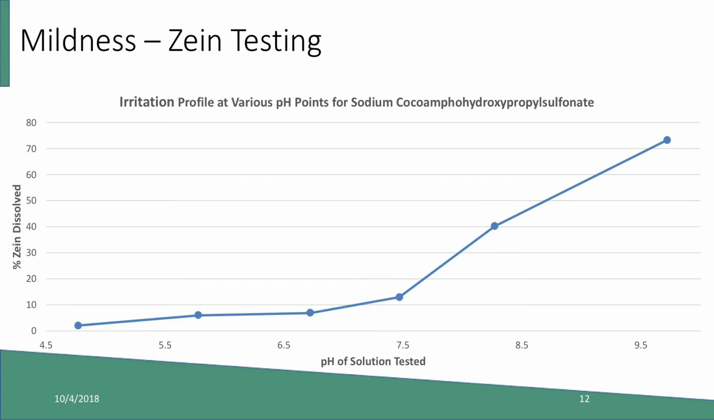And often scores are normalized to sodium lauryl sulfate, just because it's so irritating. That's given 100, and then you can compare to that. Here is some of our Zein data just for this amphoteric sulfonate. As you can see, depending on the pH, you can get different levels of irritation. In a very high pH, you do have some irritation, but as we move down into those neutral and more personal care formulation areas, you have very low percentage of Zein dissolved. And so it's just a very low irritation.